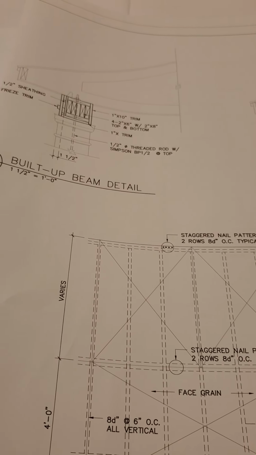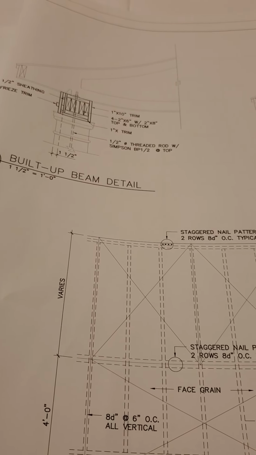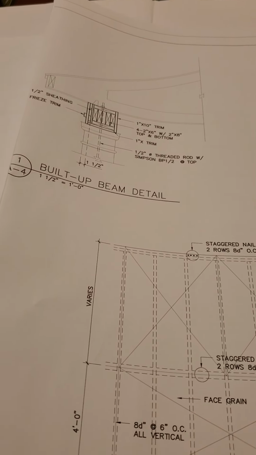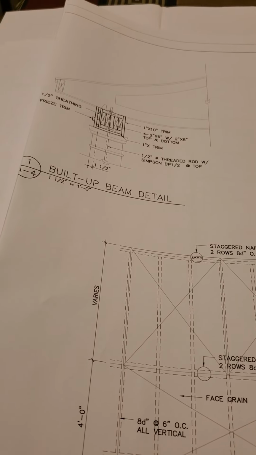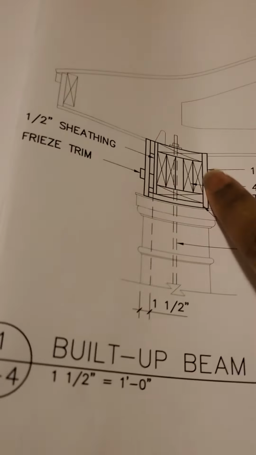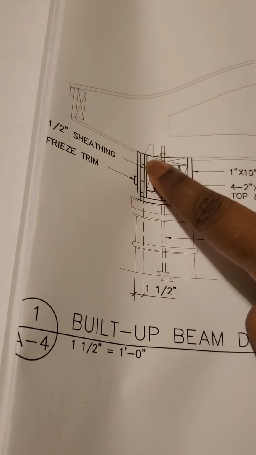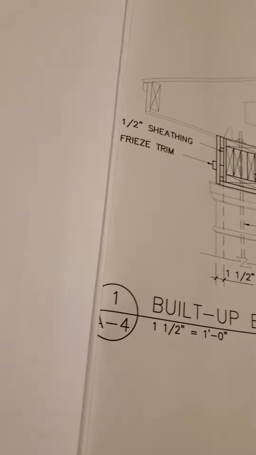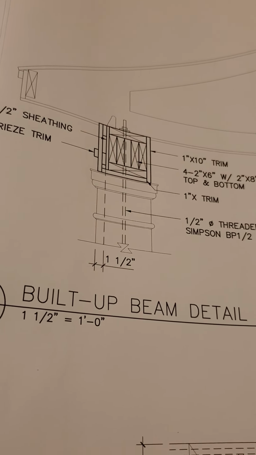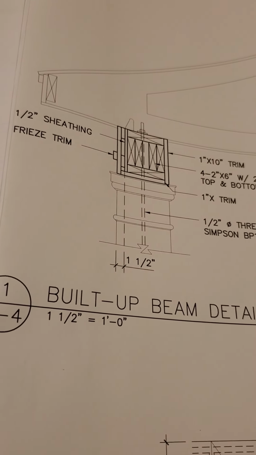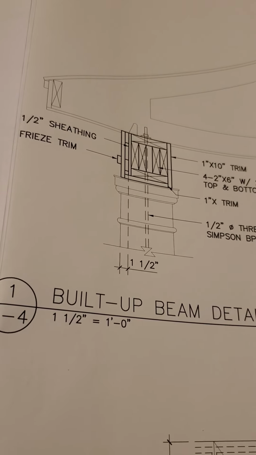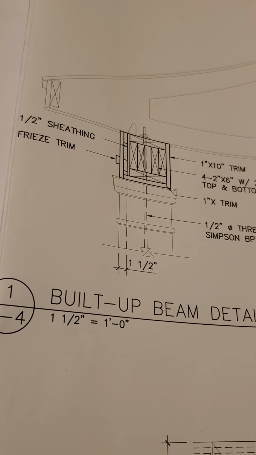The next thing that we need to worry about is our 1/2 inch OSB sheathing that is going to go on the outside of our house. And it is this detail right here. It doesn't look like it tells us what our overall height needs to be.